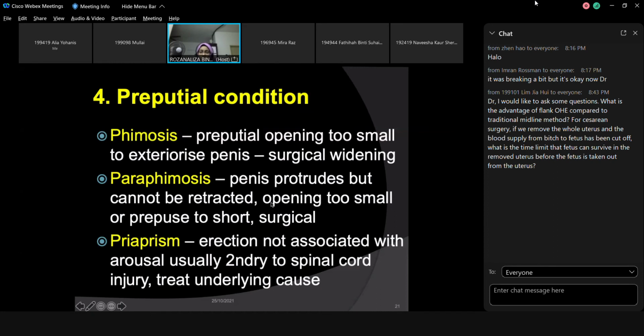Paraphimosis: the penis protrudes all the time but cannot be retracted. So you can see it dangling all the time, and the problem is after some time the penis can become ulcerated, infected, and might end up with penile amputation.